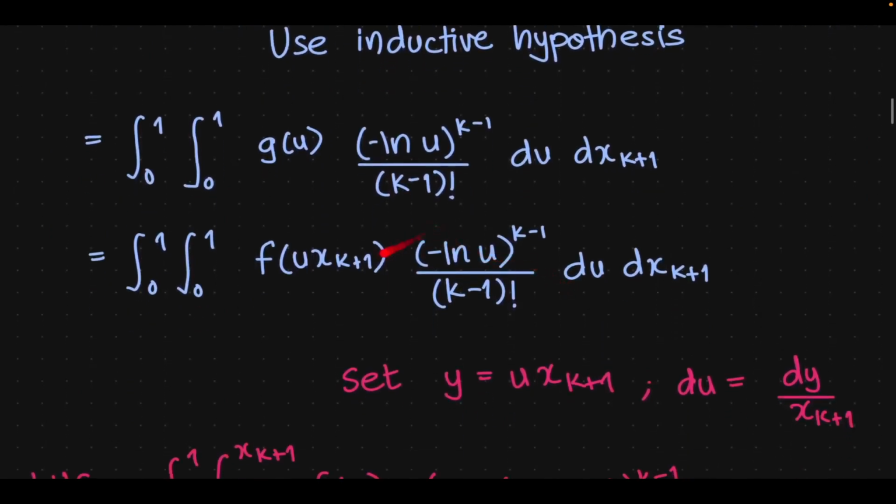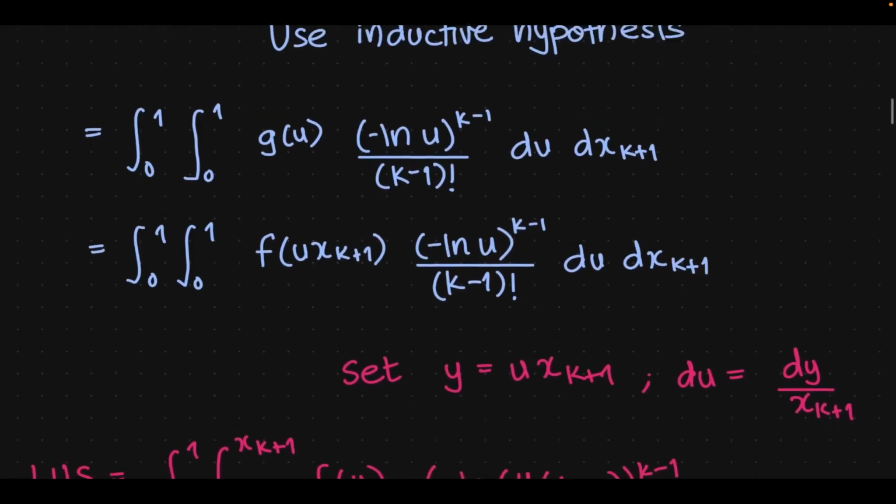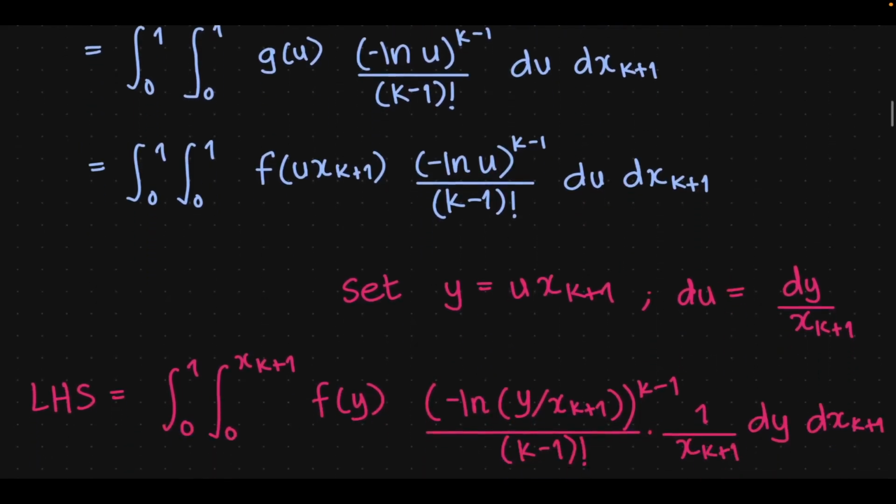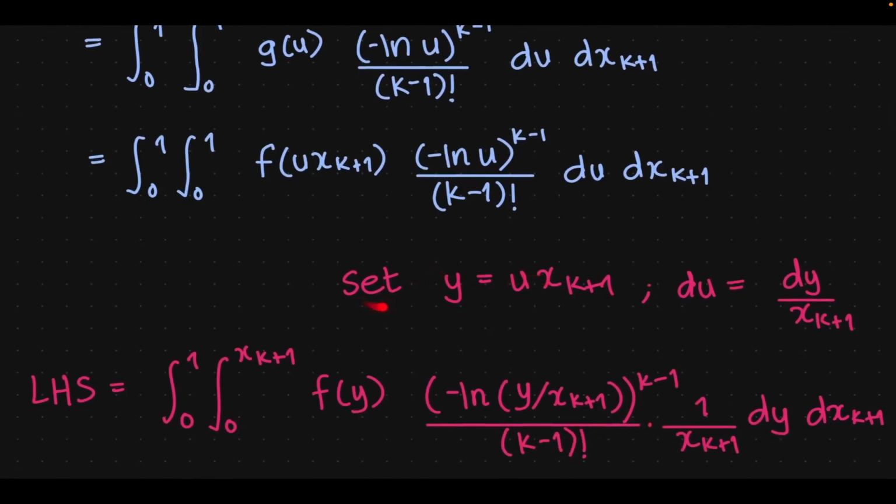So when I do that, I have f of u times x_{k+1}, and the same natural minus ln u to the k minus 1 over k minus 1 factorial du dx_{k+1}. Now it will be in our benefit to change the coordinates. So let's set y equal to u times x_{k+1}. So du is dy over x_{k+1}.